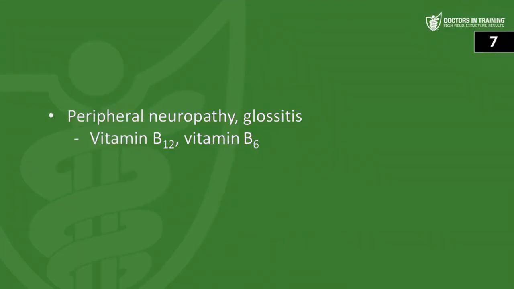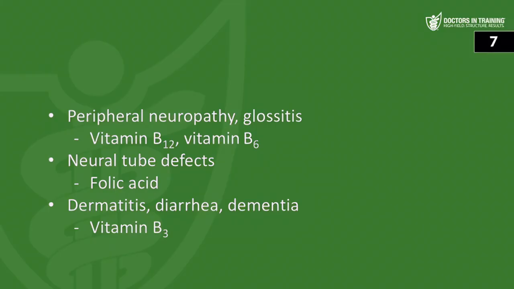Next, which vitamin deficiency matches each of the following descriptions? So first we have peripheral neuropathy and glossitis. Think of B12, also think about B6. Neural tube defects, that's going to be your folic acid or folate. Dermatitis, diarrhea, dementia, those are the big 3 Ds. Remember, that's B3 or niacin deficiency, which is also referred to as pellagra.